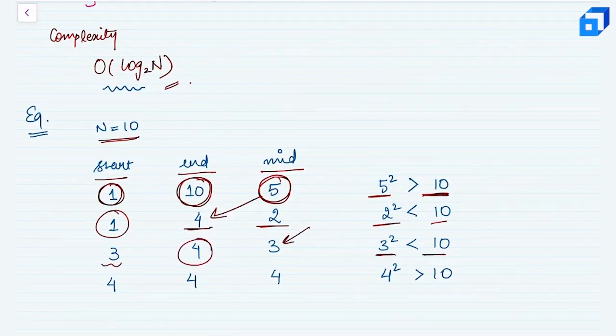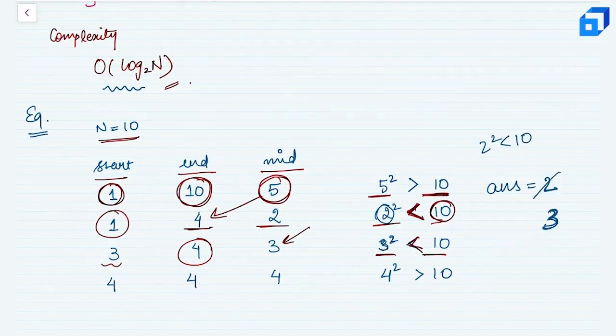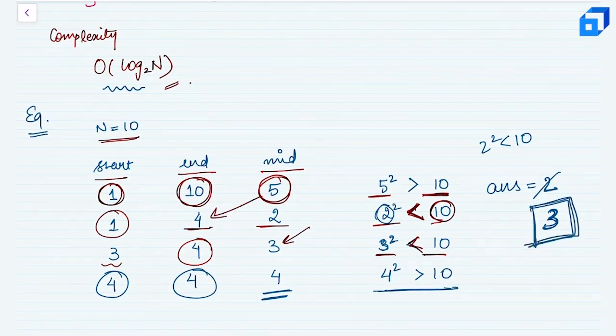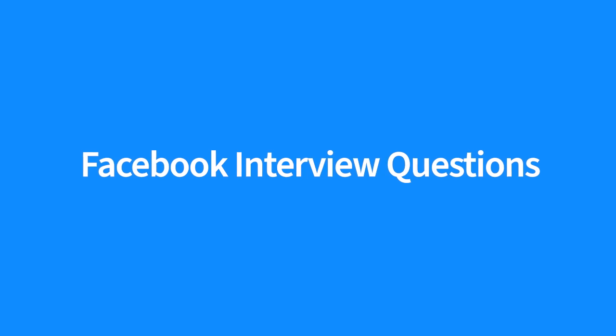3 square is less than 10. So basically whenever we are getting it as less than the value, this particular number could be one possible answer. So first we have stored 2 because 2 square was less than 10. Then when we got 3 square less than 10, we will simply store 3 now, and we will move to our right. So we will get start equal to mid plus 1, which is 4, end will remain same and we'll get mid as 4. Now 4 square is greater than 10. So we will simply exit the while loop and we will return the stored answer, which is 3. So that's the running of the algorithm.